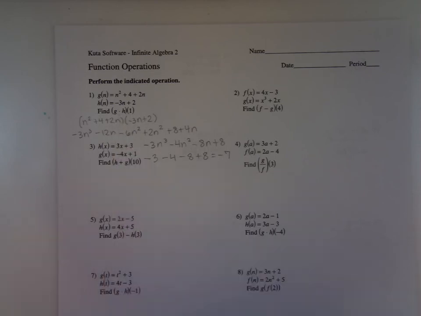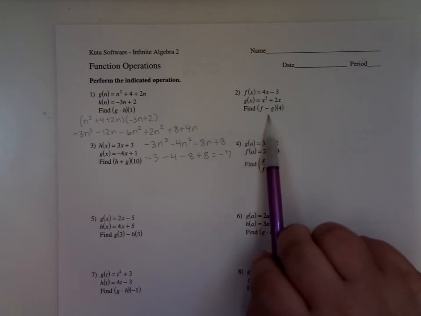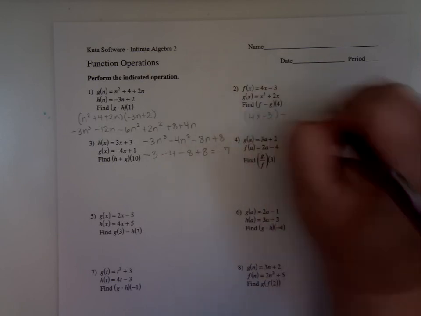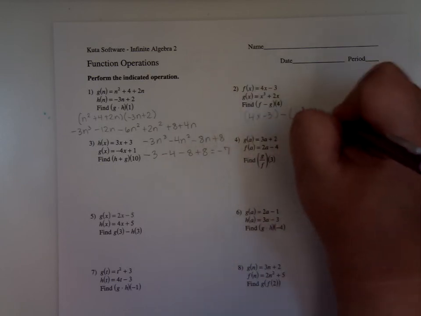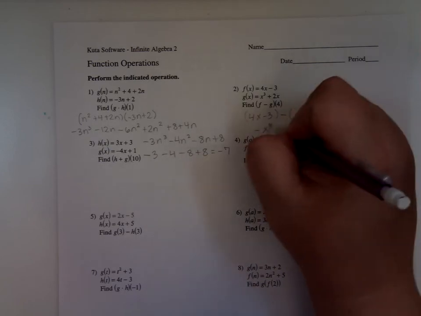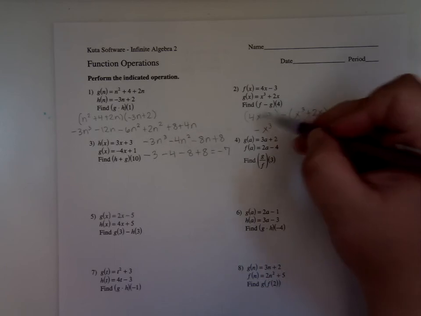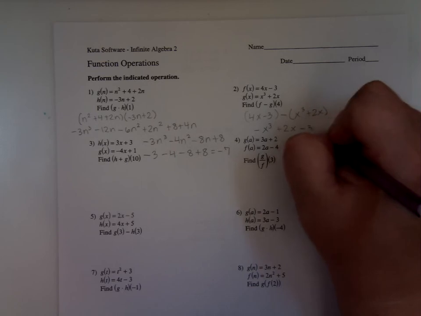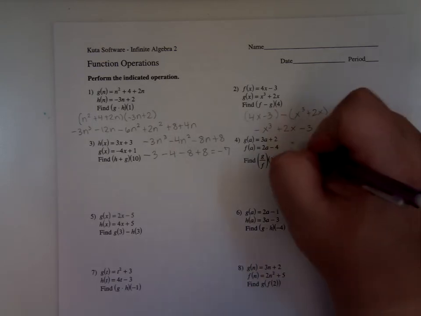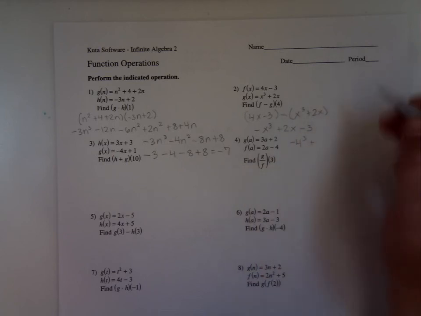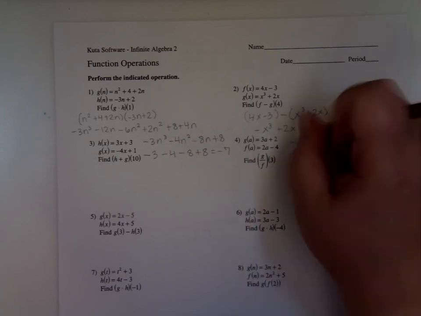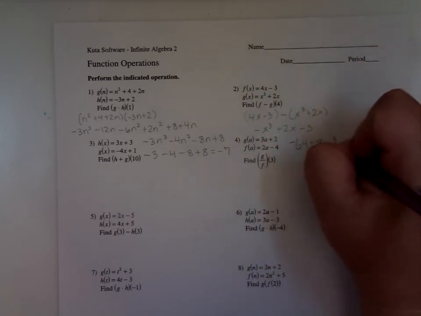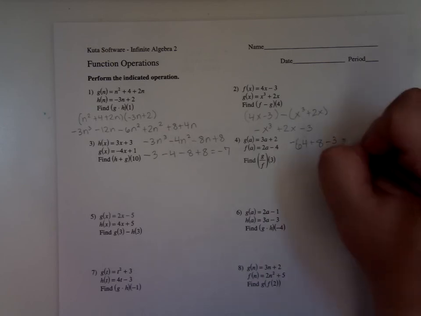Here we would subtract the functions. So we've got 4x minus 3 minus x to the third plus 2x. So that's going to give us negative x to the third. We've got a 4x minus a 2x, so that's going to be plus 2x minus 3. And if we evaluate that at 4, we've got negative 4 to the third plus, well, let's see, what is that? That's negative 64 plus 8 minus 3. So it's going to be negative 56 minus 3 is negative 59.